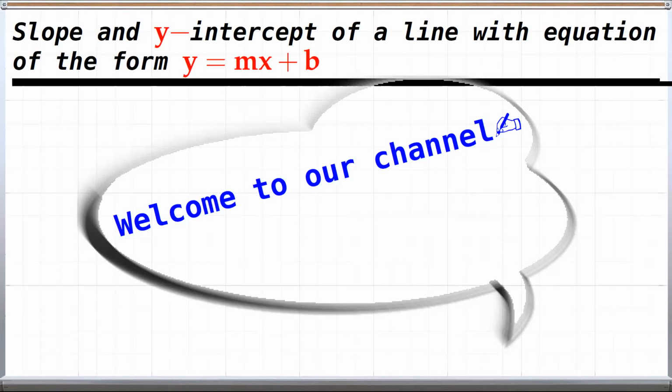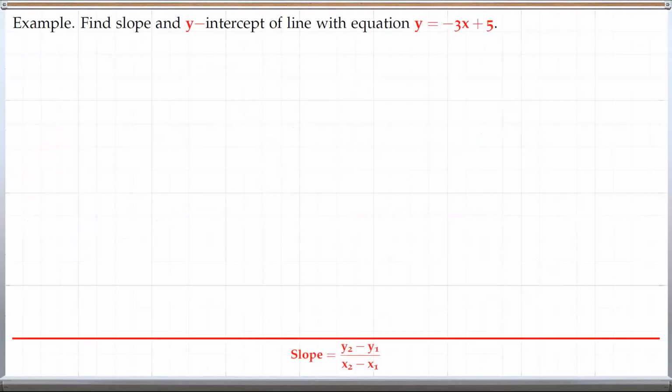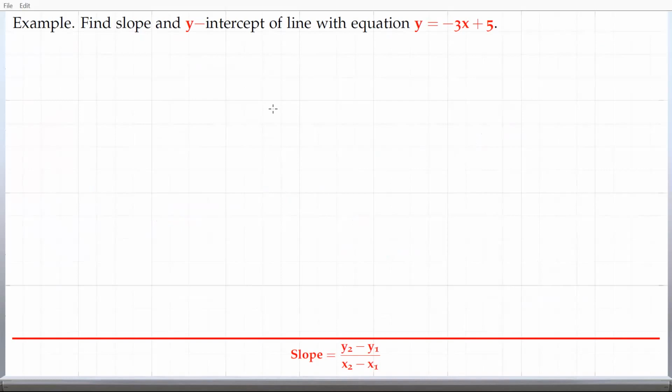Welcome to our channel. In this video, we will look at how we can find slope and y-intercept of a line if equation of the line is given in the form y equals mx plus b. Here is an example. Find slope and y-intercept of line with equation y equals negative 3x plus 5. So let's write down what we are given here.